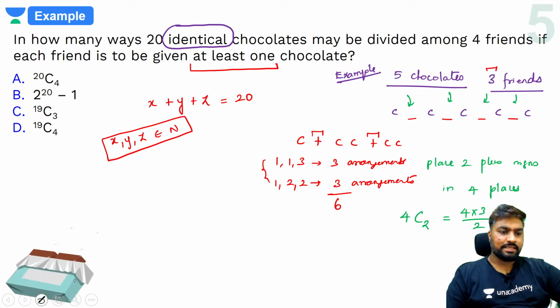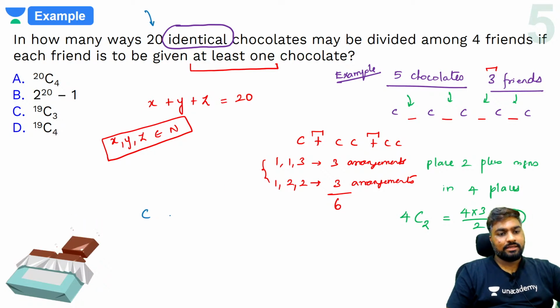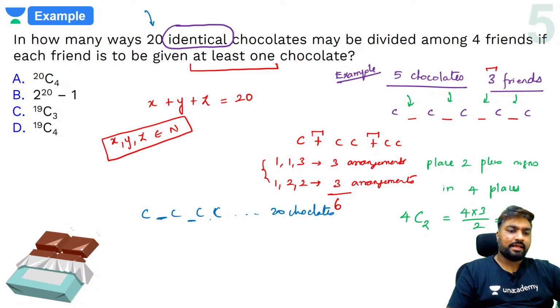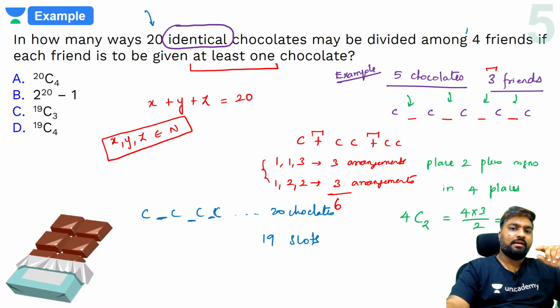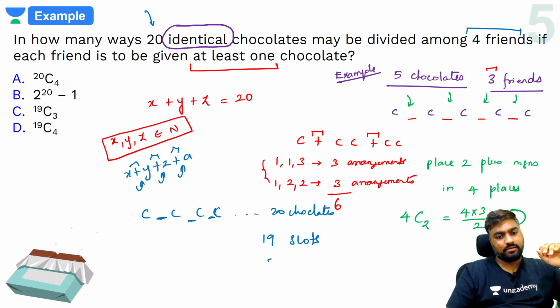So if you want to answer this question, where there are 20 identical chocolates, meaning 20 chocolates like this. So how many gaps will there be? How many gaps in between? One less, right? 19 slots. We need to divide it among 4 friends. That means x plus y plus z plus a, 4 friends. Therefore we are looking for 3 plus signs. Yes, 3 plus signs, correct. 19 slots, 3 plus signs. What is this? 19C3.